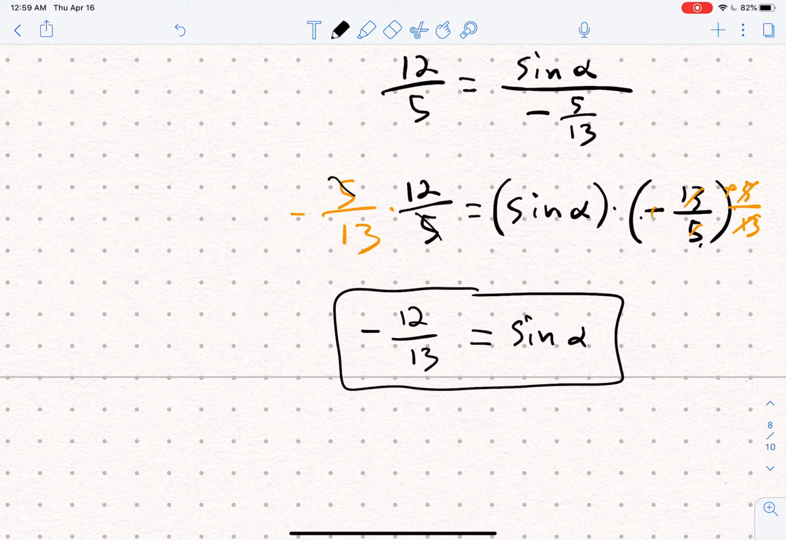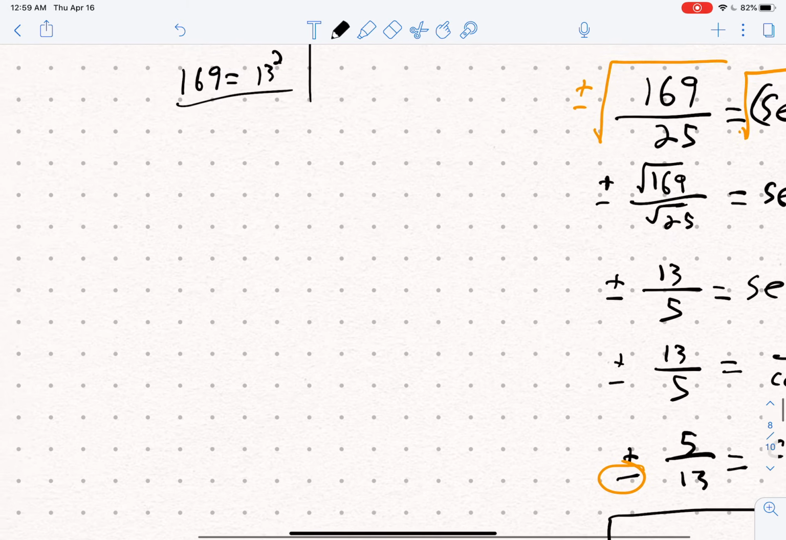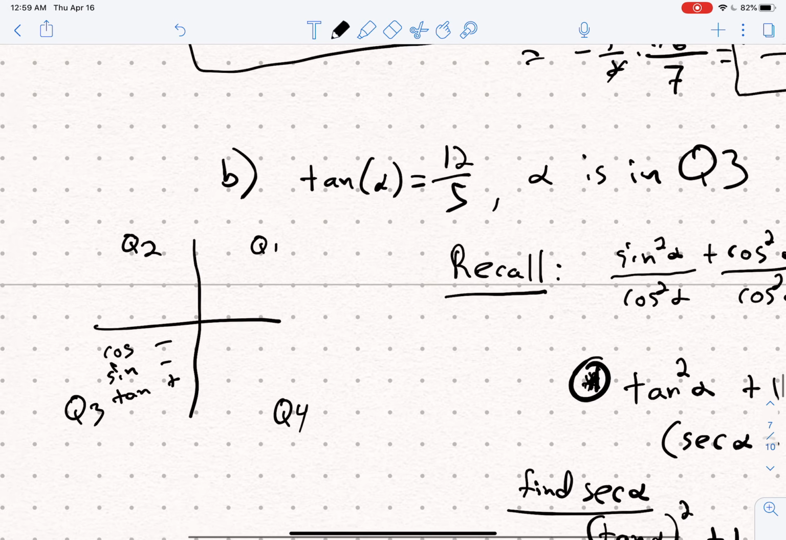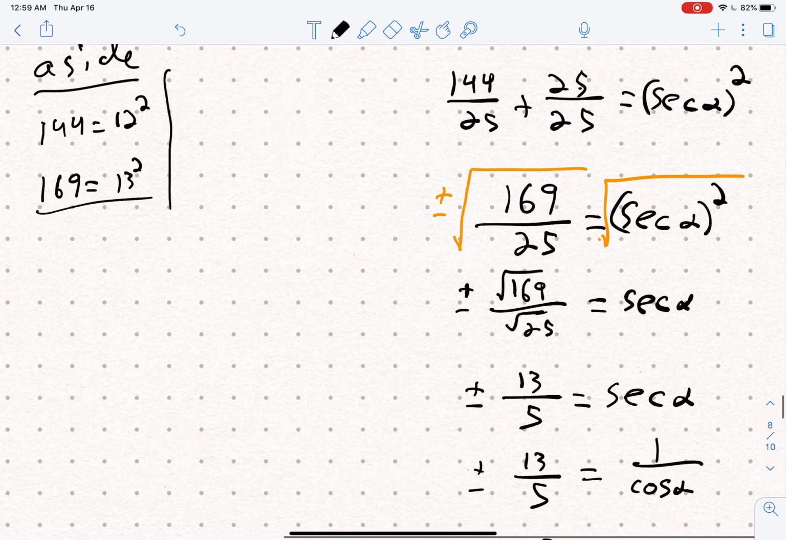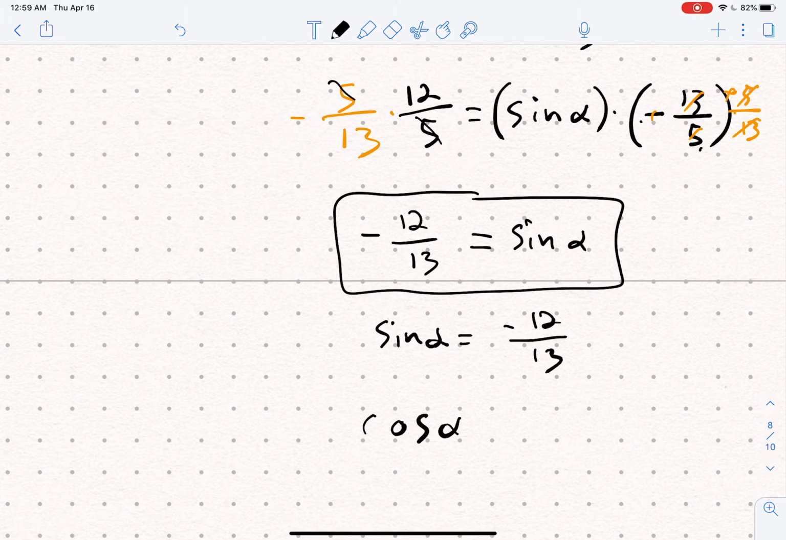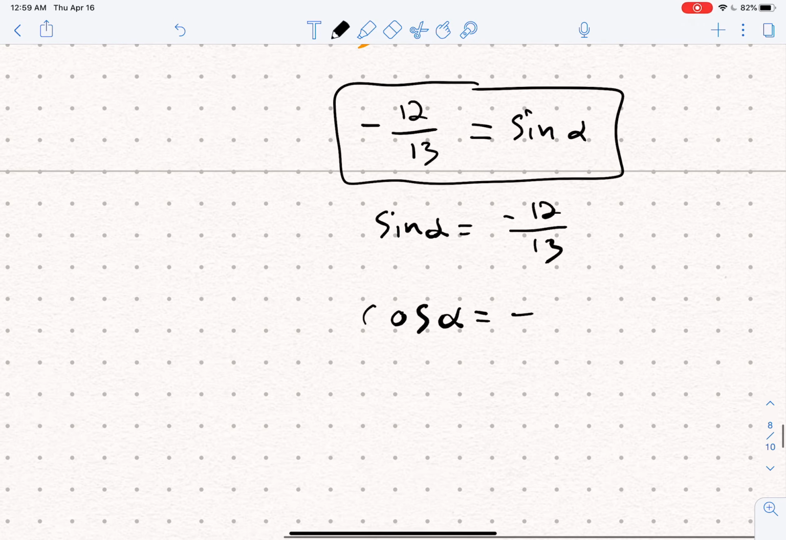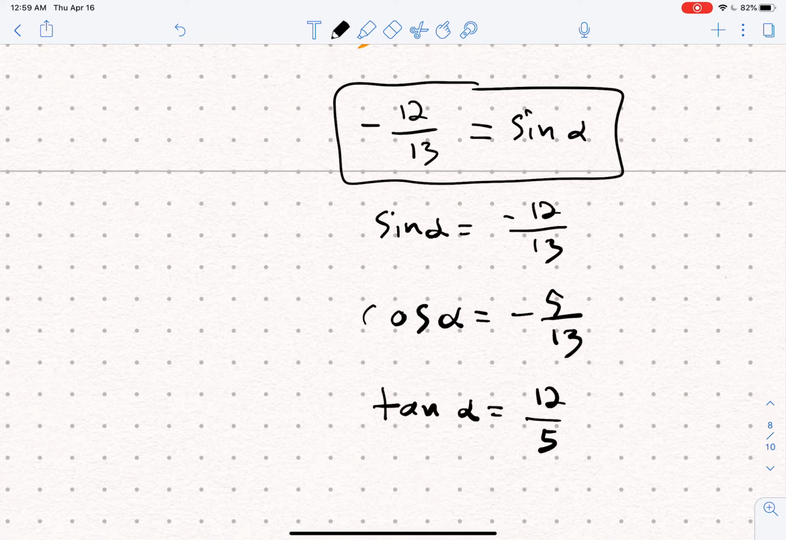Okay, so collecting, we have sine of alpha, negative 12 over 13, cosine of alpha, negative 5 over 13, and tangent of alpha, 12 over 5. Let's just record those all together in a nice table. Sine of alpha, negative 12 over 13, cosine of alpha, negative 5 over 13, and tangent of alpha is positive 12 over 5.